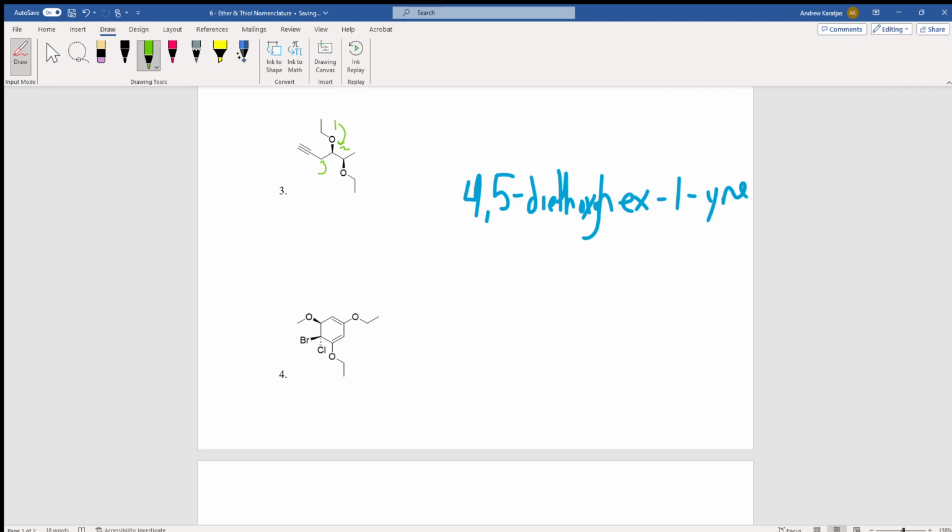And then at carbon 5, again, the oxygen is highest priority. The carbon with the oxygen on it is second. And the methyl is third. Lowest priority already points back. Again, clockwise. That makes both of these centers R. And so our stereochemistry, 4R, 5R.